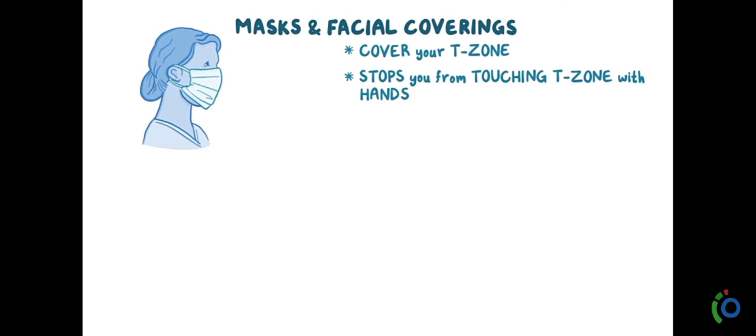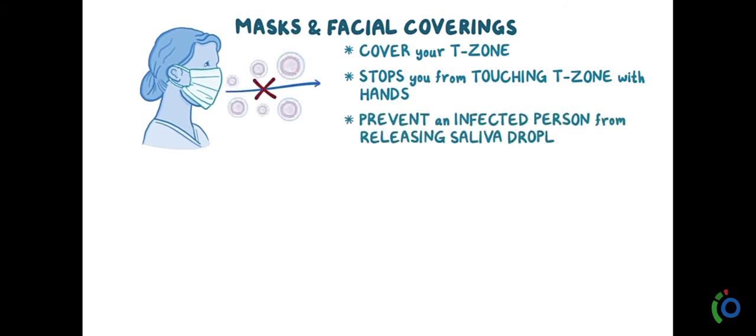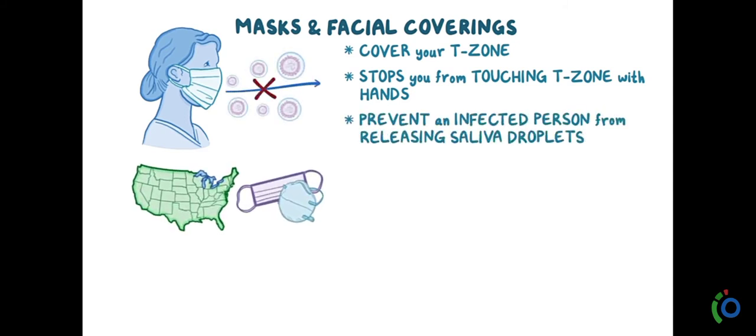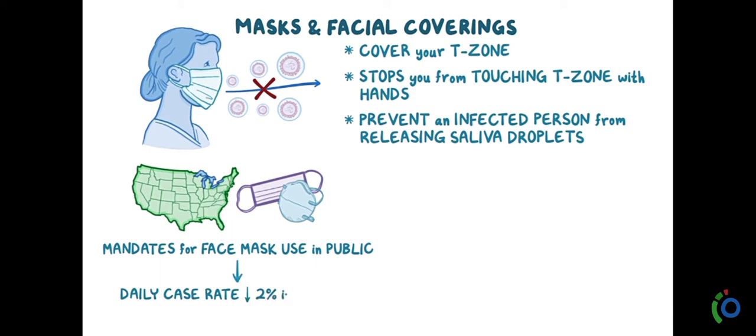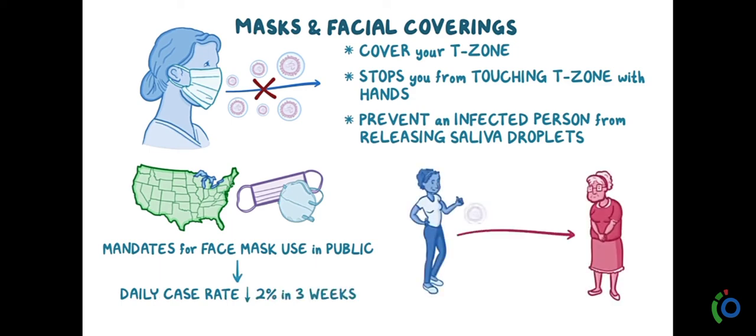And most important of all, masks prevent an infected person from releasing saliva droplets into the environment. Now, following the issuing of mandates for face mask use in public, a study carried out in some U.S. states found that the daily case rates had been reduced by about 2 percentage points in only 3 weeks. In addition, socially distancing alone is not enough, as small droplets have been shown to travel up to a distance of 7 meters, or 23 feet. This is why masks are also a necessary part of prevention.